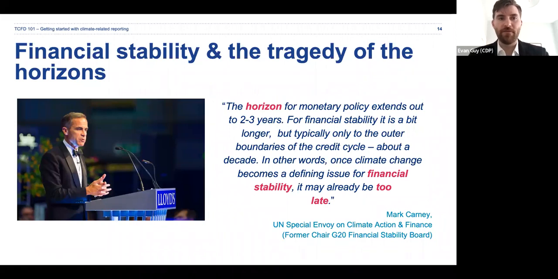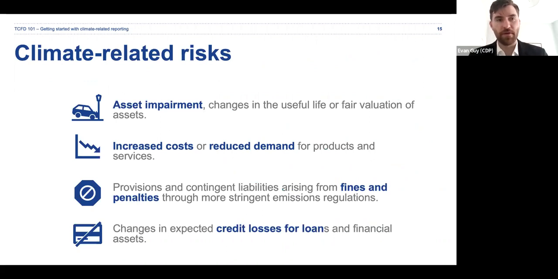This observation then really paved the way for the establishment of the TCFD to help address this issue and to really help companies and financial markets take a forward-looking approach to climate change. Although it's important to note that the TCFD was very much developed from a financial perspective and not an environmental one, which we'll get into in a bit more detail.